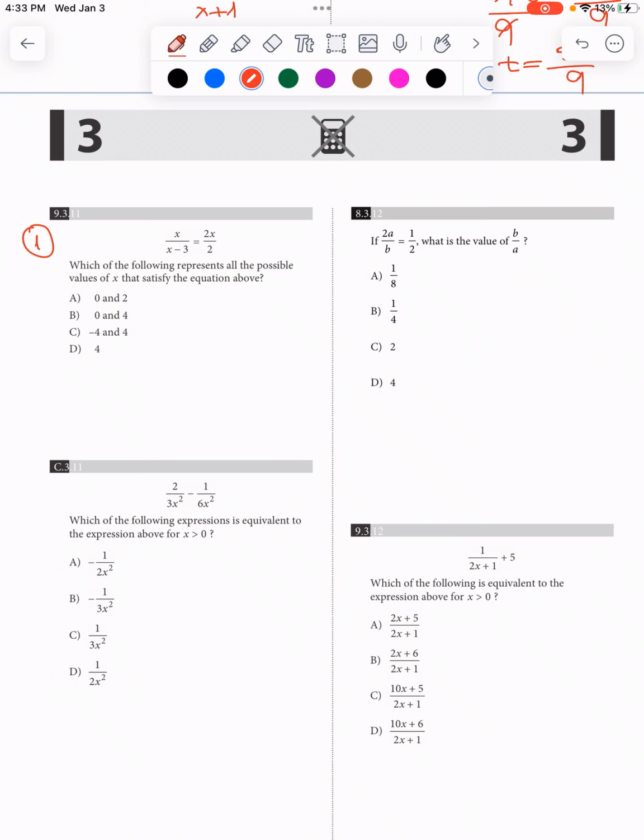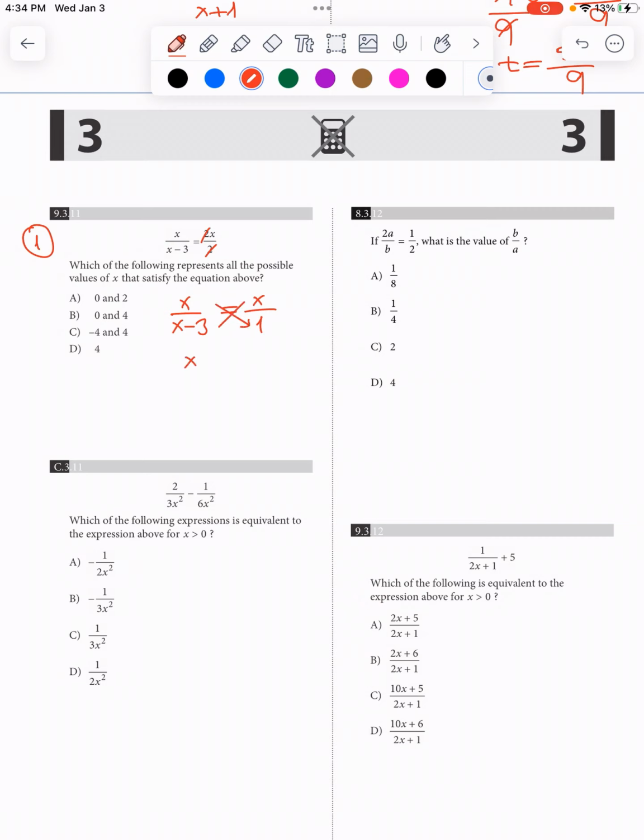Okay, there are lots of ways that you can solve this question, guys. I would like to try to solve this question by simplifying in the first step. So 2 and 2 simplify here. So what I'm going to have is x divided by x minus 3 is going to be equal to x over 1. Or you can just write x, it doesn't matter.